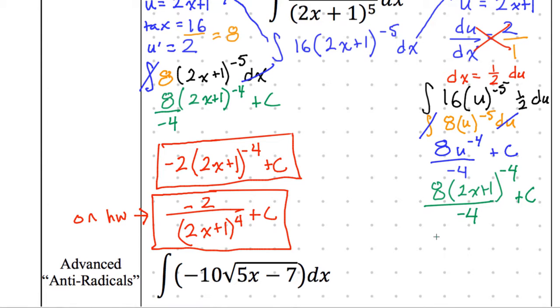Oh, it would be negative 2. Wait, you mean simplify? Yeah, negative 2 over 2x plus 1 to the 4th power plus c. All right, and box our final answer.